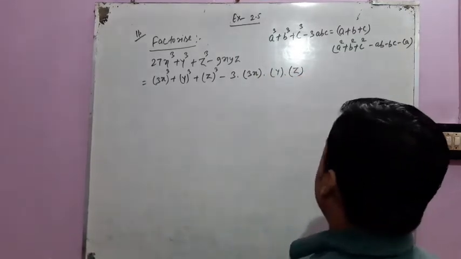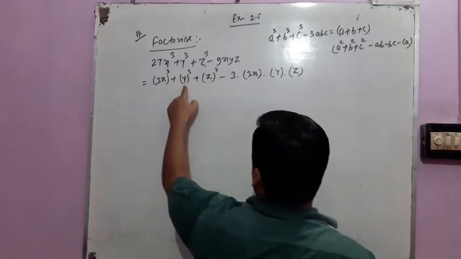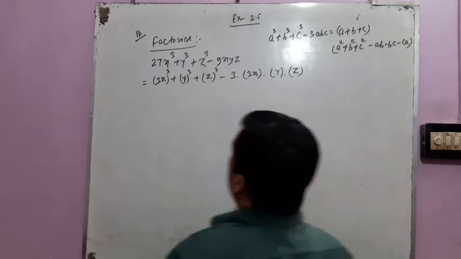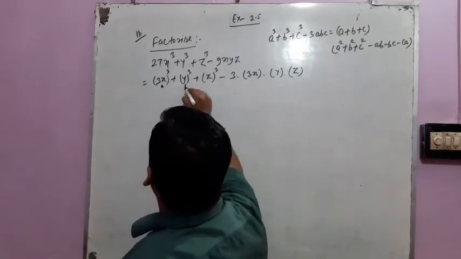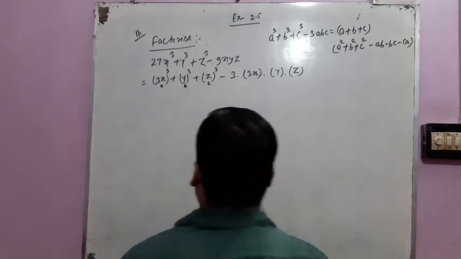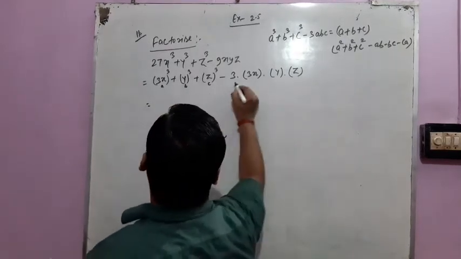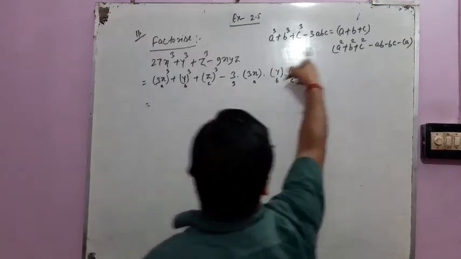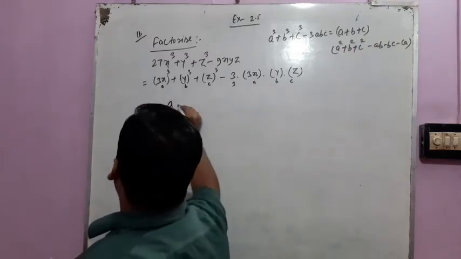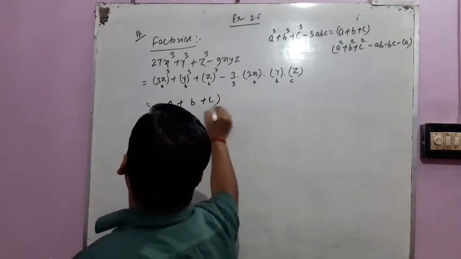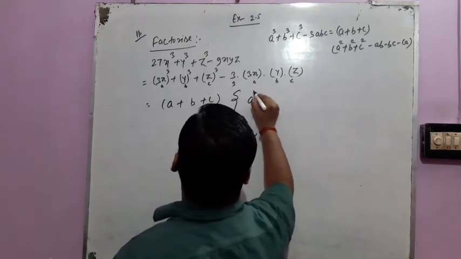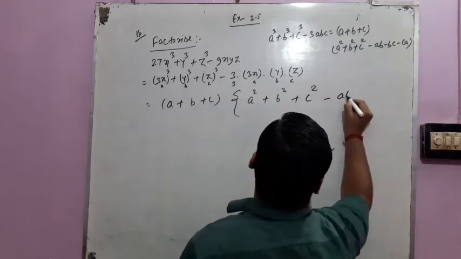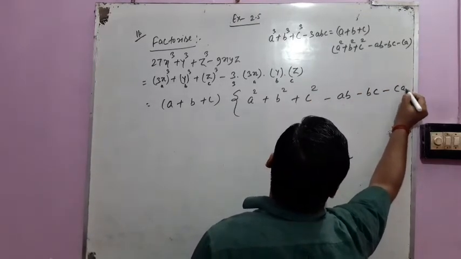Okay. Now the same here, students. a cube plus b cube plus c cube, as is given in the question, minus 3abc. So this one we have to consider as a, this one as b, and this one as c. So what is the formula of a cube plus b cube plus c cube minus 3abc? The formula is a plus b plus c into a square plus b square plus c square minus ab minus bc minus ca.